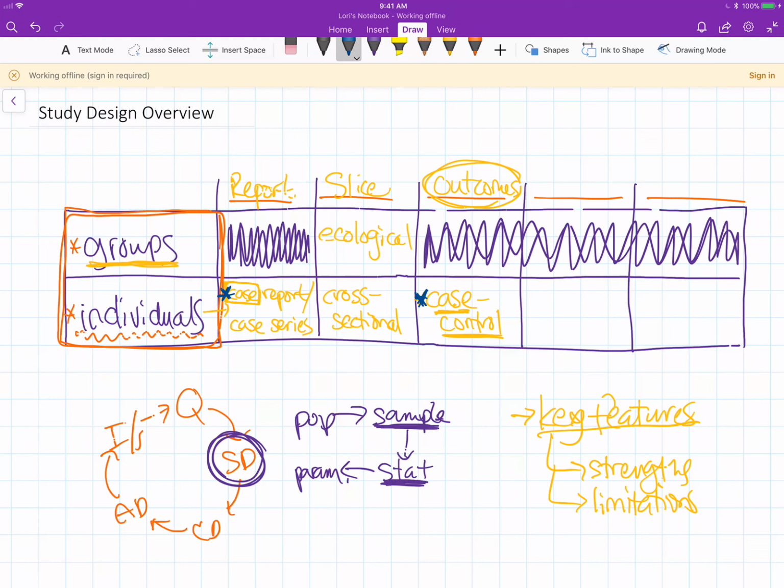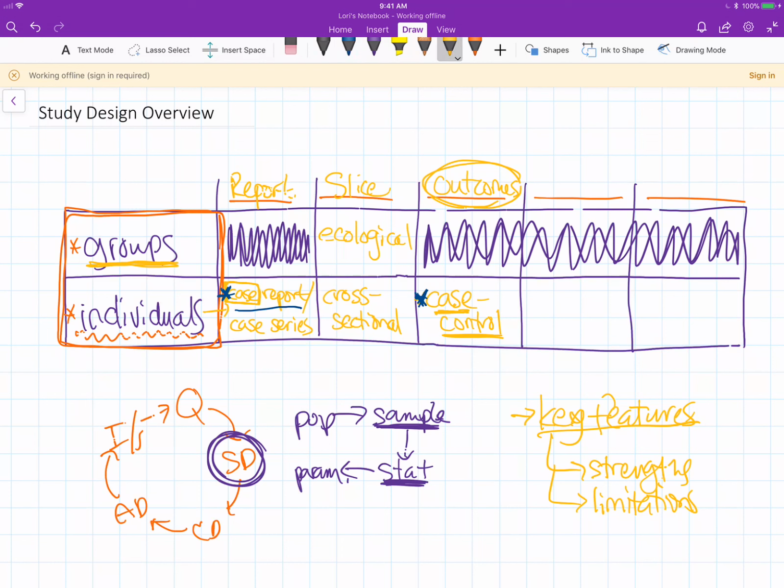A case control study, we're collecting a bunch of people based on their outcome. We have both cases and controls. We have a comparison group, whereas case reports, we do not have a comparison group. So case control, we collect up a bunch of people who have the disease, and then we collect a comparison group that does not have the disease, and we want to see if they have the same exposure pattern.